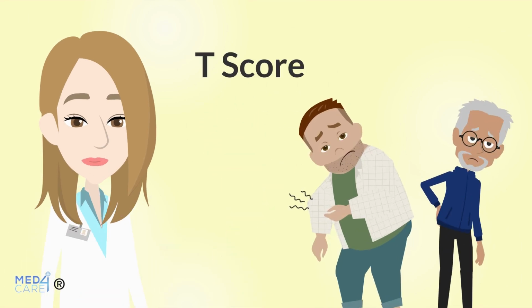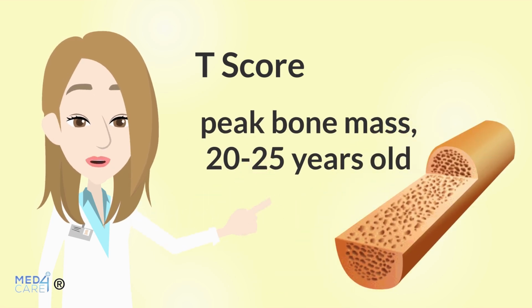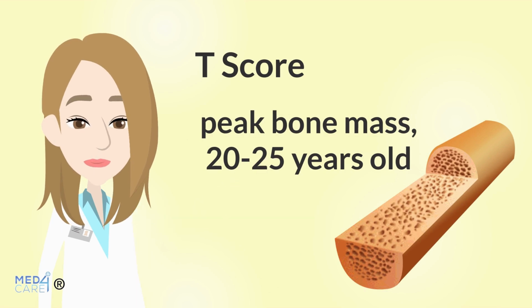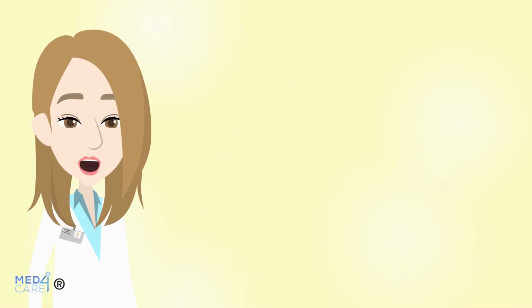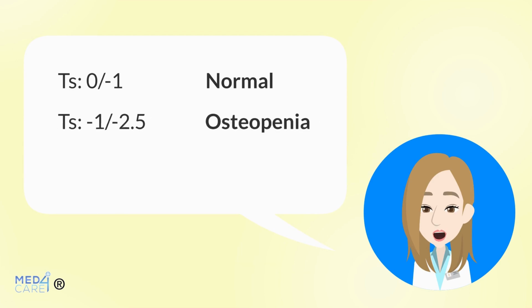This T-score is compared with his or her peak bone mass, which corresponds to the maximum amount of bone mass the person can have around age 20/25. The results are then interpreted in this way. If the T-score is between 0 and -1, the bone mass is considered normal. If the value is between -1 and -2.5, it is called osteopenia. In case the T-score is -2.5 or lower, then it is called osteoporosis.